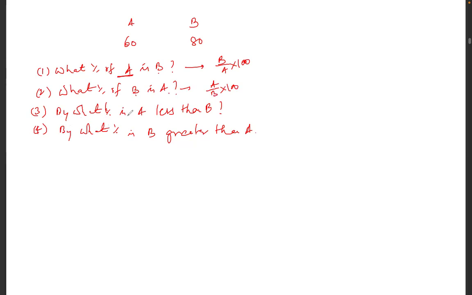Clear? By what percent is A less than B? So first go for how much it is less, B minus A, then B, it means comparison is happening with B. So divide by B into 100. And in this case, it becomes B minus A by A into 100, because comparison is happening with A. So this is how you can compare any two numbers in various ways. There are exactly 4 ways to compare. Clear?